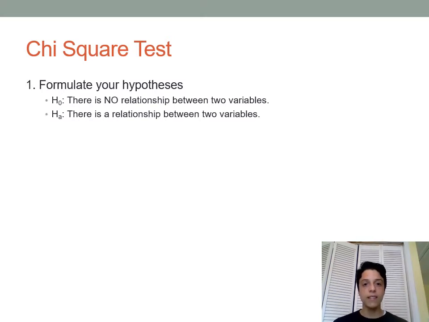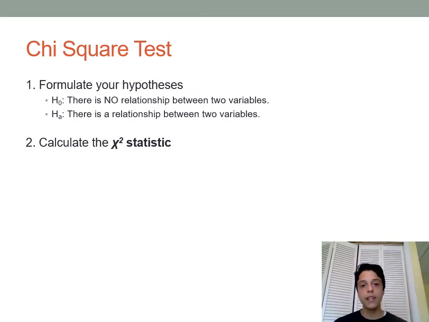Your alternative hypothesis, as usual, is the exact opposite of your null hypothesis, and the exact opposite then is that there is a relationship between these variables. So if we reject our null hypothesis in a chi-square test, we'll have evidence that is against the idea that the variables are not related, and it can be interpreted as evidence in favor of the idea that there is some relationship between these variables.